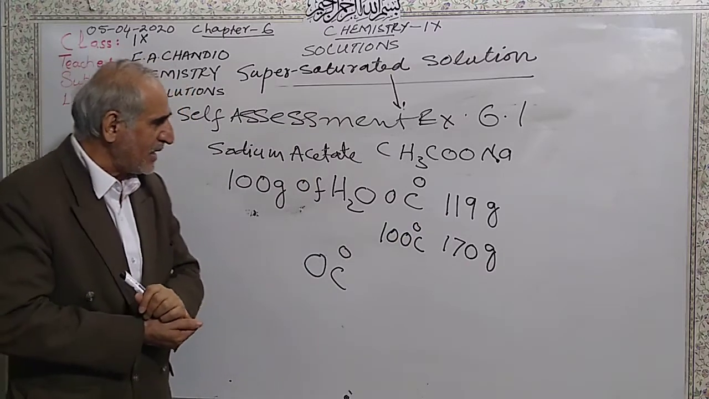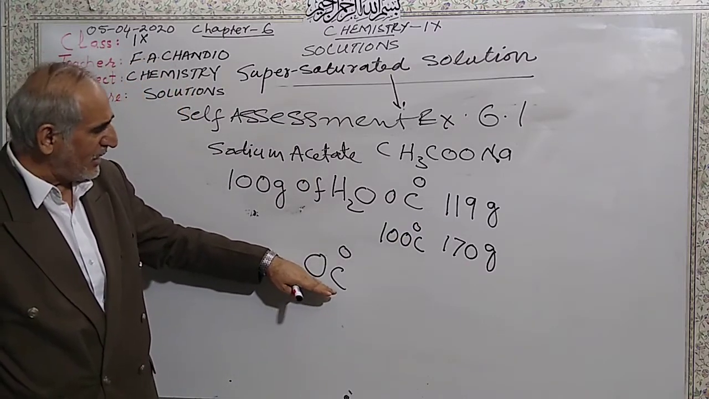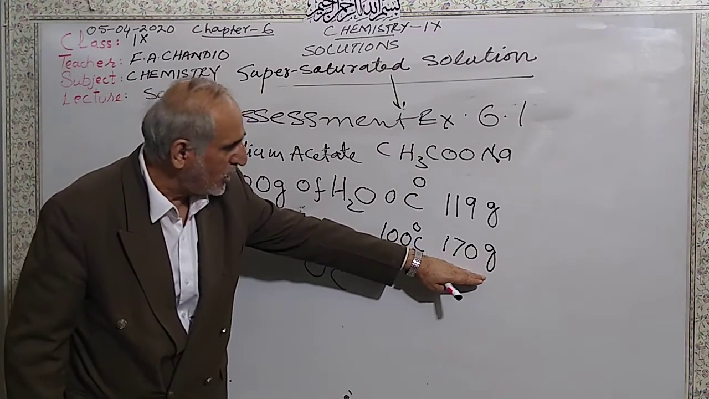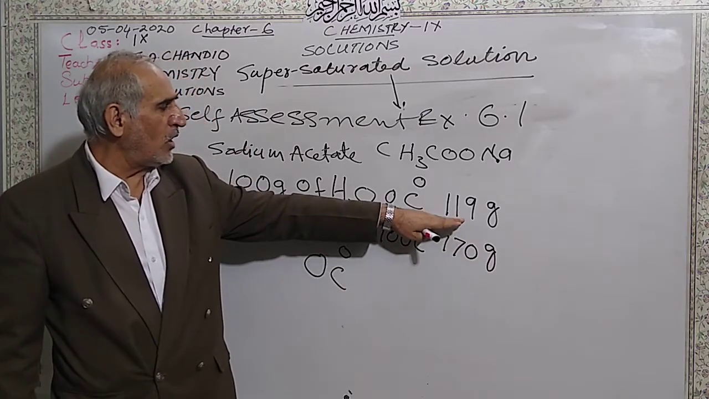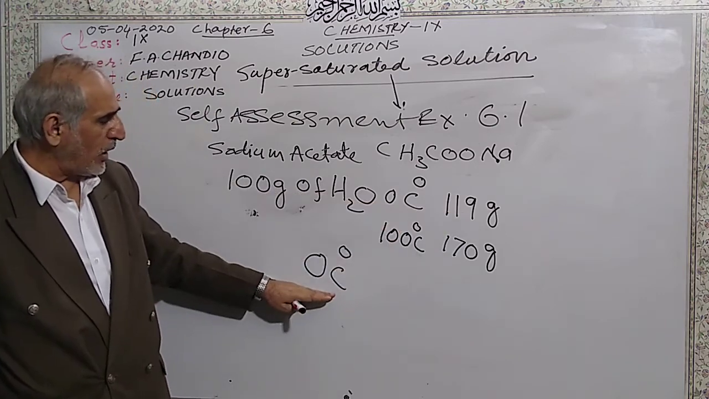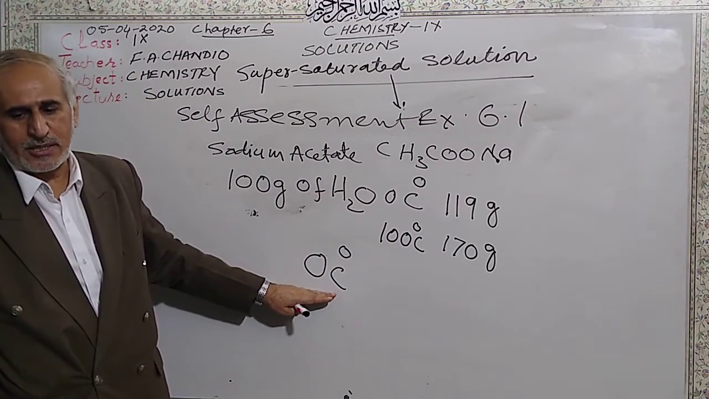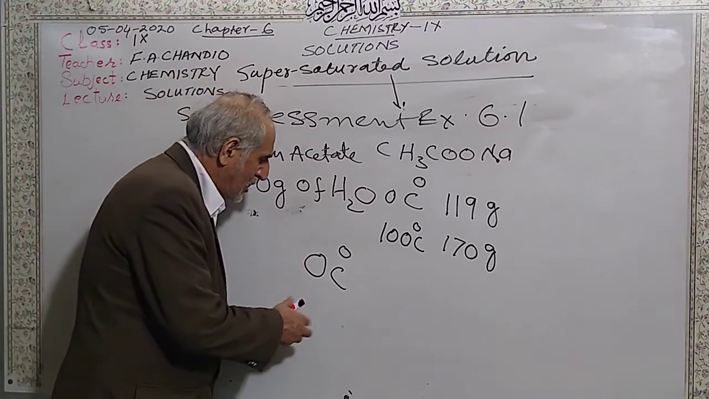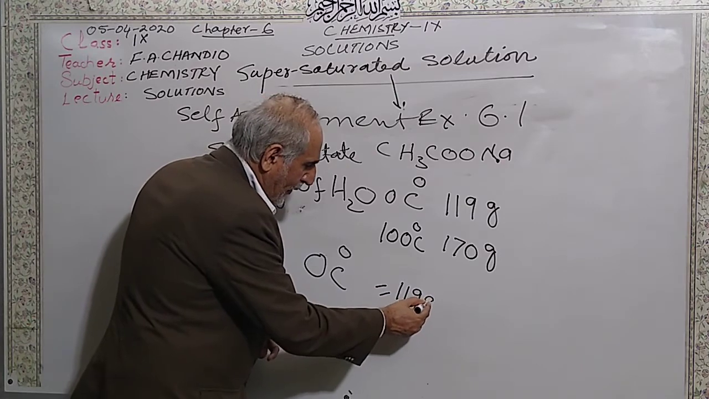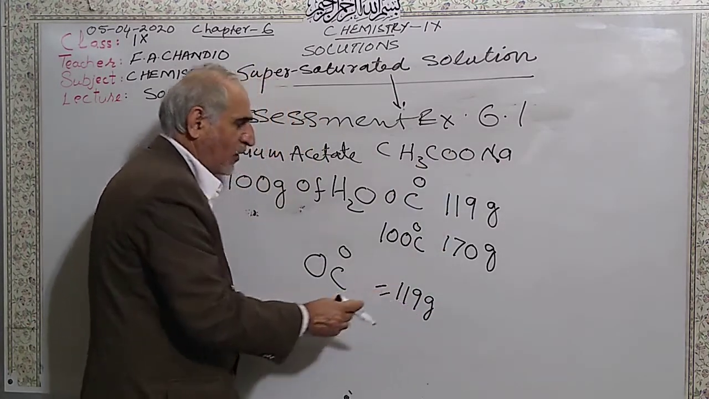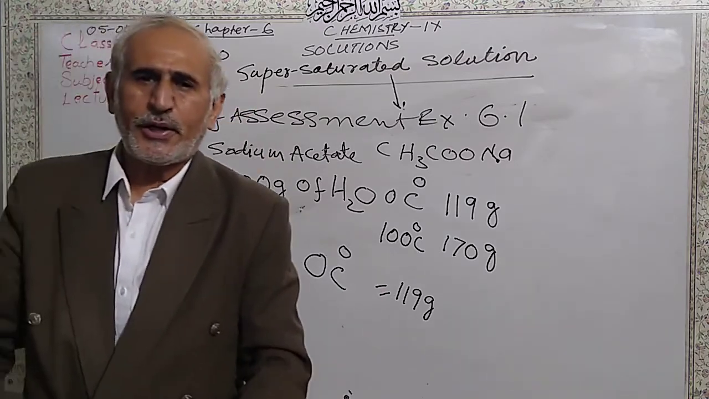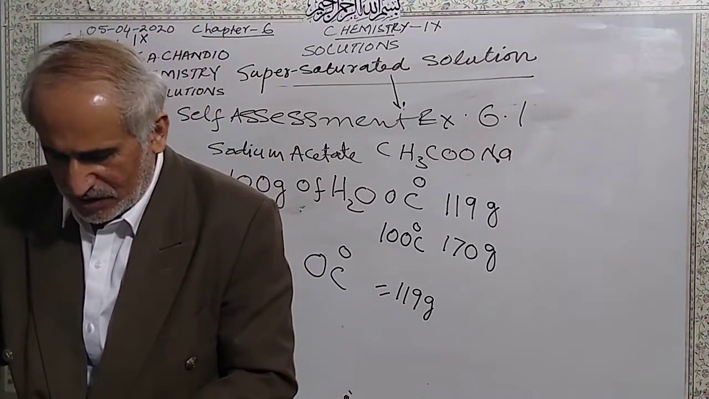So the answer is, if you are maintaining 0 degrees Celsius and you are dissolving 170 grams, students, viewers, only 119 grams will dissolve, because you are maintaining 0 degrees Celsius. So the answer is at 0 degrees Celsius, only 119 grams of sodium acetate will dissolve and the rest will settle at the bottom of the container to make a saturated solution. So this is the answer of A.